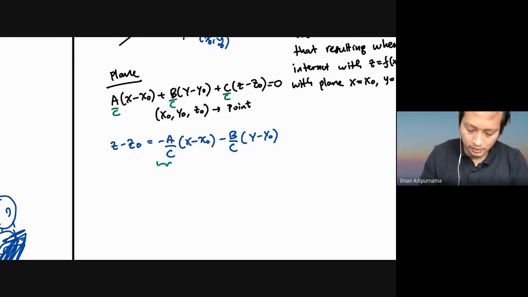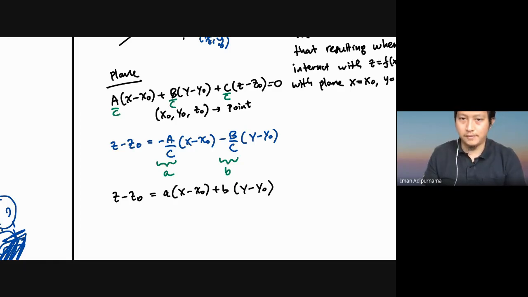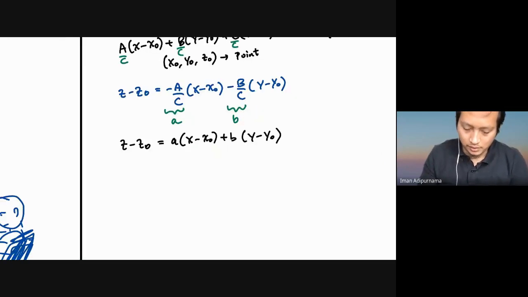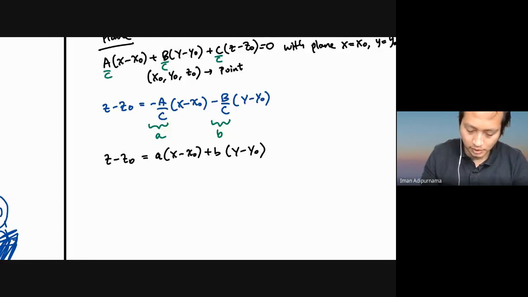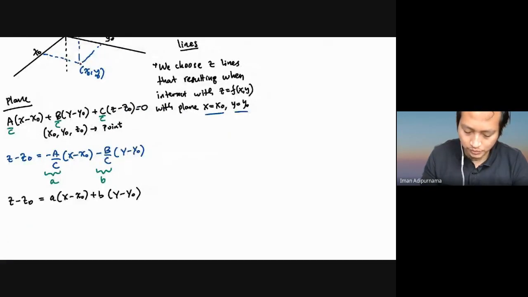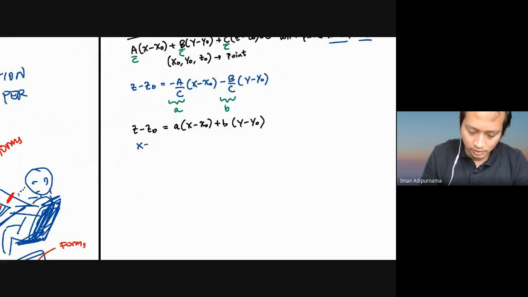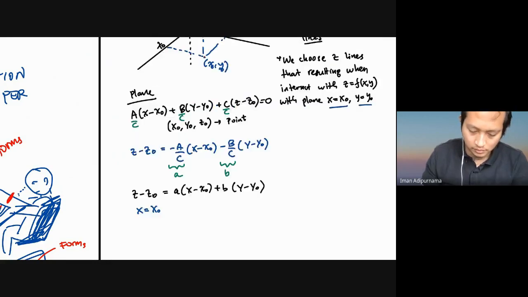And let's say this is some value A and some value B. And we can write this as A plus B. Then we can check, because we have plane x equals 0 and y equals 0, we can check when x equals 0, this is our plane here.